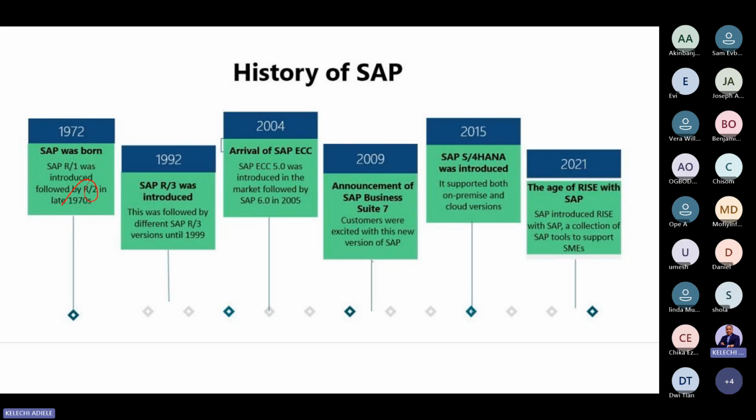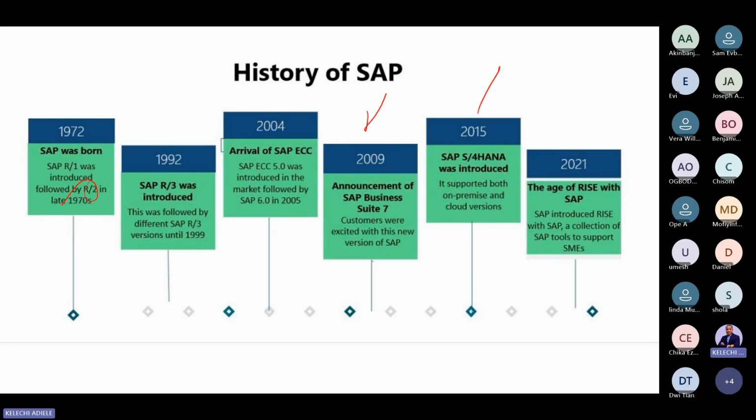In 2004, we had the arrival of SAP ECC, and ECC 5.0 was introduced to the market, followed by 6.0 in 2005. In 2009, there was an announcement for the SAP Business Suite 7. Customers were excited with this new version of SAP. It was called Business Suite 7 because, of course, we had SAP ECC 7.0. I think that was the end of the ECC version. Then we brought in Business Suite 7.